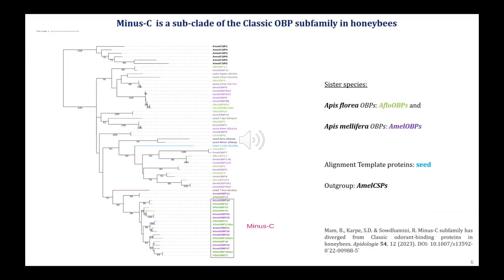Phylogenetic inference revealed significant clustering of minus C OBPs as a subclade of the classic OBP subfamily, comprising members of both Apis mellifera and Apis florea OBPs. OBPs of the minus C subfamily, Apis florea OBP 14 to 20, emerge closest to Apis florea OBP 13, which is a classic OBP with an observed 6 cysteine signature.